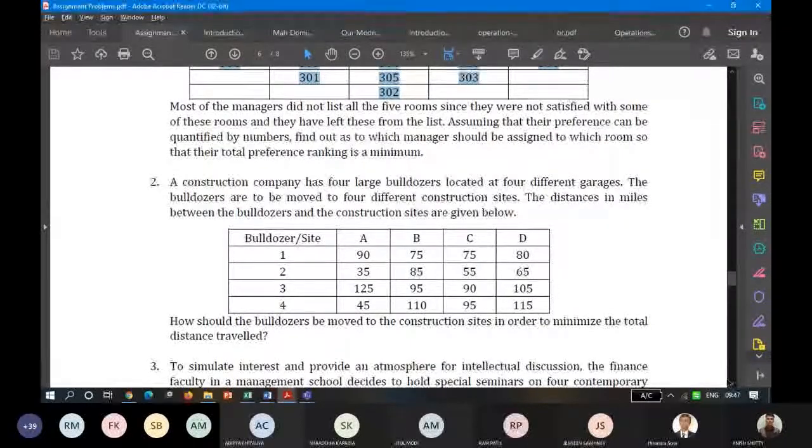Okay? A construction company has 4 large bulldozers located at 4 different garages. The bulldozers are to be moved to 4 different construction sites. The distances in miles between the bulldozers and the construction sites are given below. How should the bulldozers be moved to the construction sites in order to minimize the total distance traveled? अभी ये आपको सिचुएशन दी हुई है. ओके?